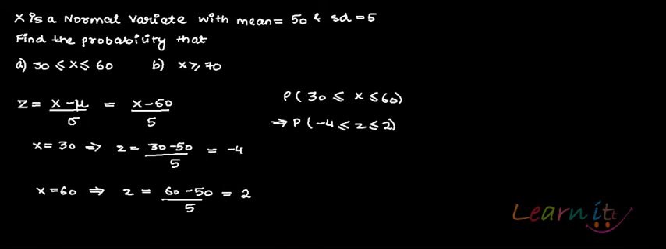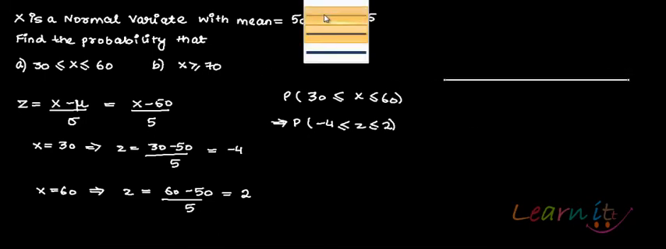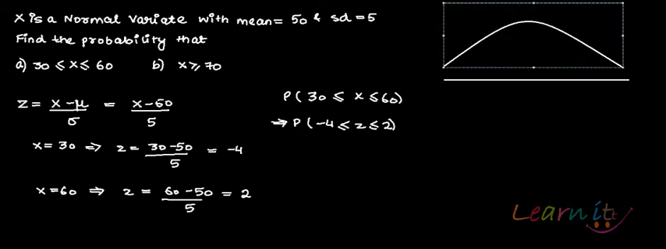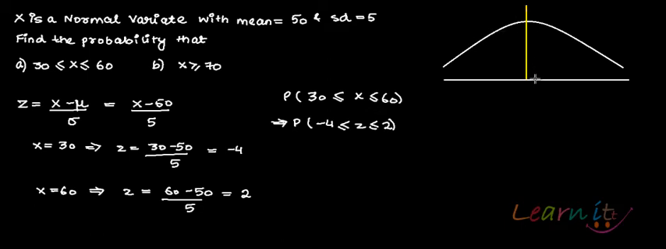Okay, let me give you a diagrammatic representation for this. This is the mean of the distribution, and this mean is given to you as x equals 50. But a standard normal variate, as you know, has mean of 0 and variance of 1. Clear?